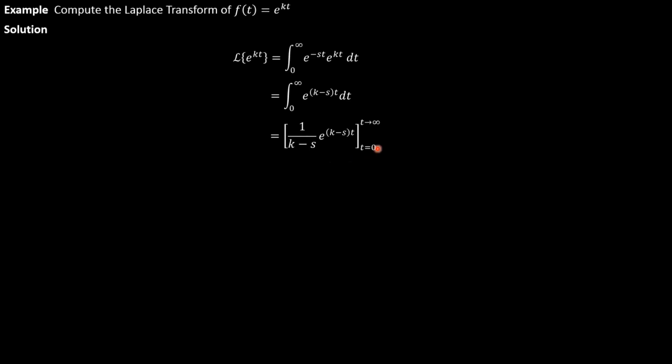And we're evaluating from these endpoints, where of course it's understood that we're taking the limit as t approaches infinity. And if s is greater than k, then this is e to a negative power, which is approaching 0 as t approaches infinity. So we're left with 1 over s minus k. The k minus s switched to s minus k because we're subtracting. I just wanted to write it in the cleanest possible way. And there you are, your second Laplace transform formula.